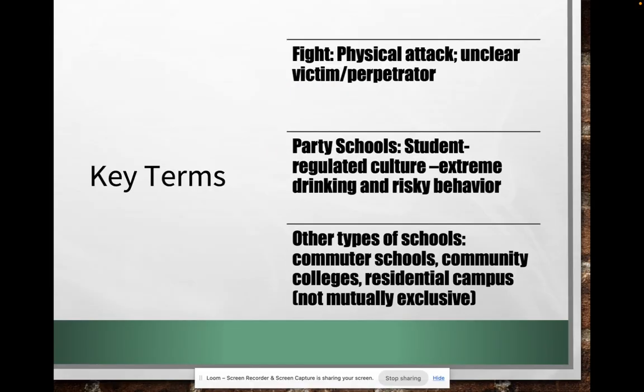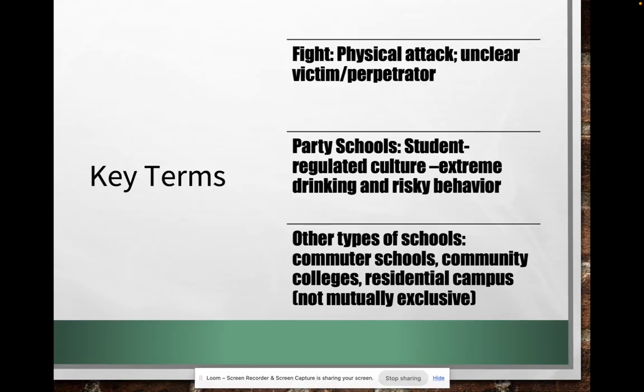Key term. All right, so a fight is a physical attack with an unclear victim or perpetrator. When I first started this project, I kind of operated under the assumption that everyone would know what I meant by a fight. But I did a preliminary pilot study where I asked students about fights, and they thought that I was referring to verbal altercations. And so that made me realize that when I was doing focus groups for the actual study, I needed to clearly define what I meant by a fight.